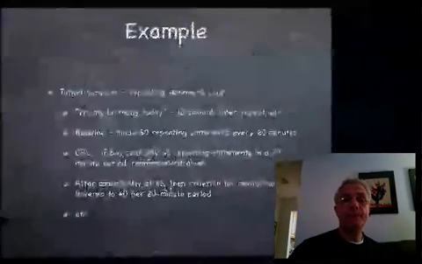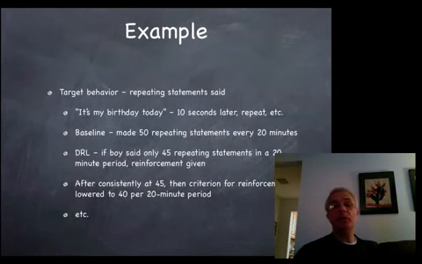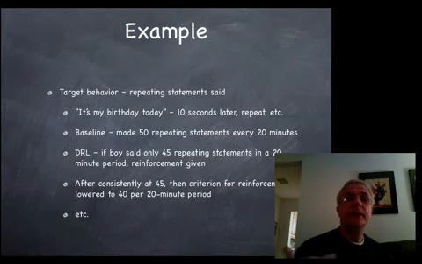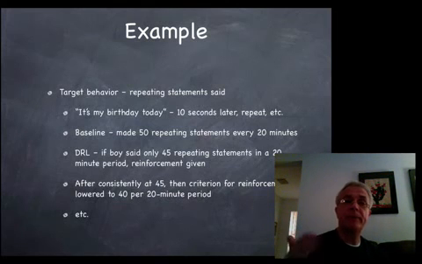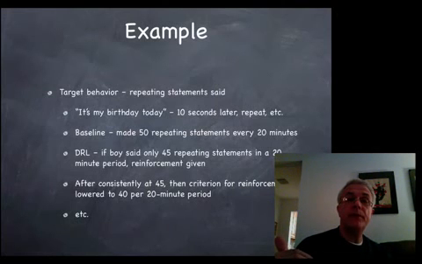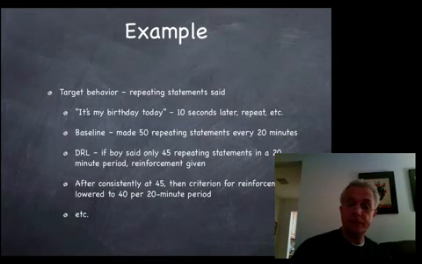Okay. Example. Here's the one about that fellow who would repeat statements. He would say it every few seconds, "It's my birthday." And the baseline was 50 repeating statements every 20-minute period. So our first rule with the boy was, if you repeat only 45 times in a 20-minute period, you'll get reinforcement. So it's kind of odd, right, to think we can reinforce the occurrence of the problem behavior, but we're reinforcing lower rates of the problem behavior, and that's the special, unique thing about the DRL. So once the boy was consistently at 45, then we dropped the criterion to 40 to earn reinforcement, and then at 35, 30, and so forth.